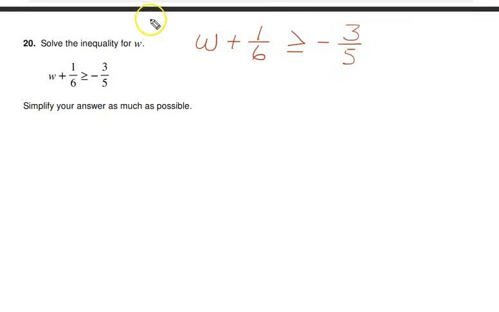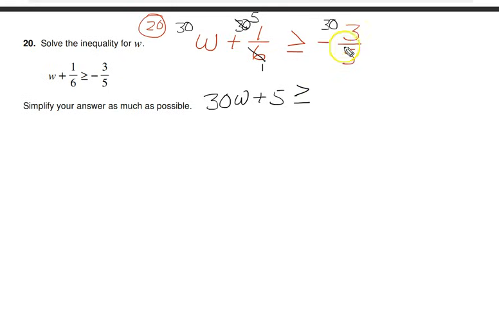Now, for number 20 here, we've copied it down. It's with fractions. What's our lowest common denominator? Well, it would be 30. So this is 30W. 6 goes into there once. This is 5. Plus 5 is greater than or equal to, 5 goes into there once, 5 goes into there 6 times, a -18.